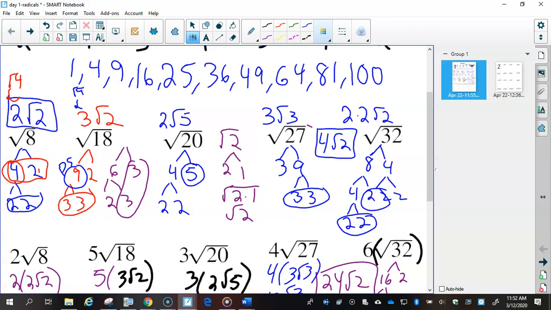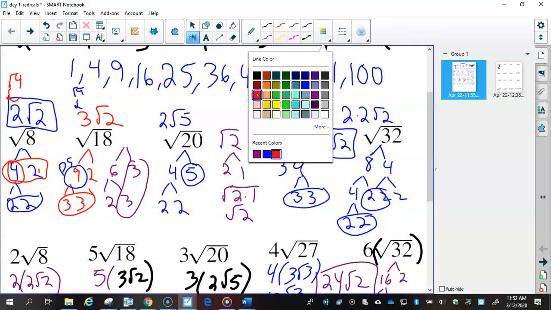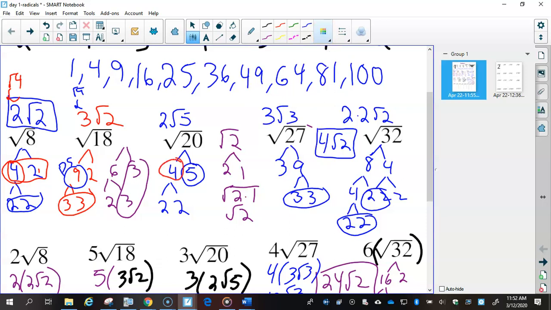For 20, if you chose 4 and 5, 4 is your perfect square. So 2 would go outside, and then your other factor, 5, would go inside. 27 would work the same way. I'm going to skip that one and go to 32.